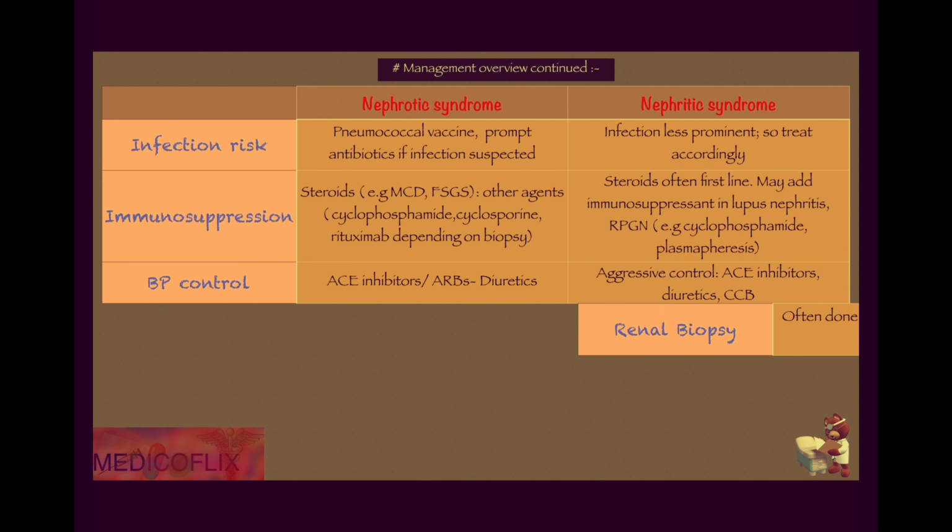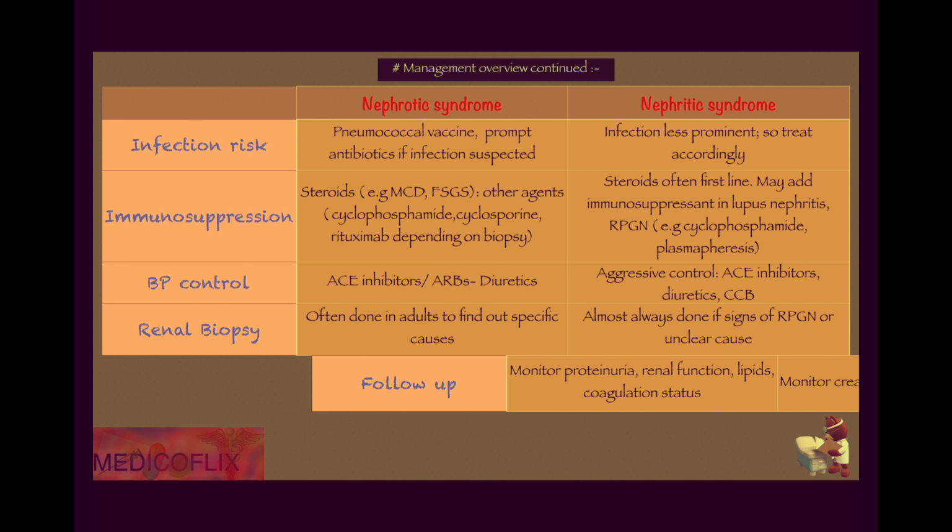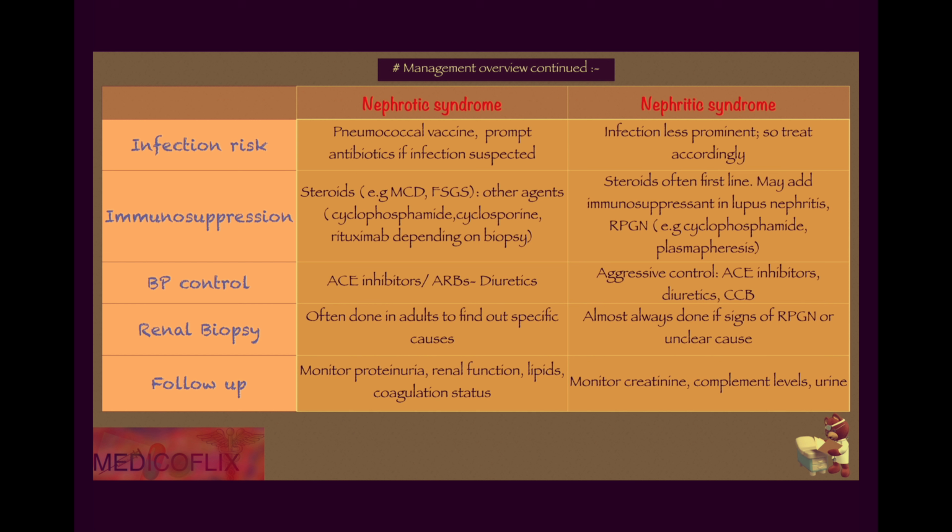Next, immunosuppression can be done in nephrotic syndrome by use of steroids, for example in minimal change disease or focal segmental glomerulosclerosis. Other agents such as cyclophosphamide, cyclosporin, rituximab, depending on the biopsy status. While in nephritic syndrome, steroids are often first line. May add immunosuppressant in lupus nephritis or RPGN such as cyclophosphamide or plasmapheresis.